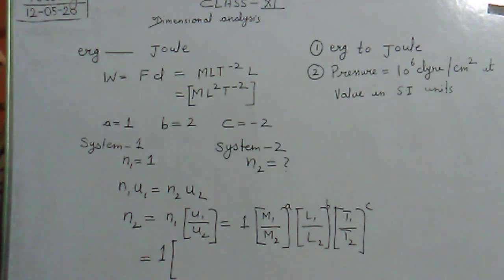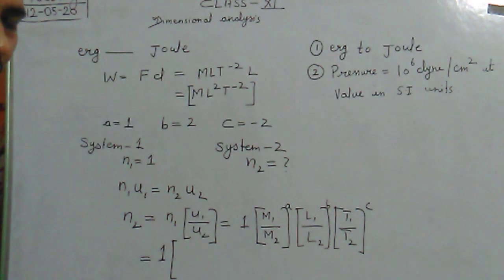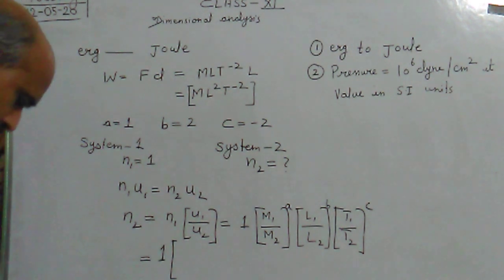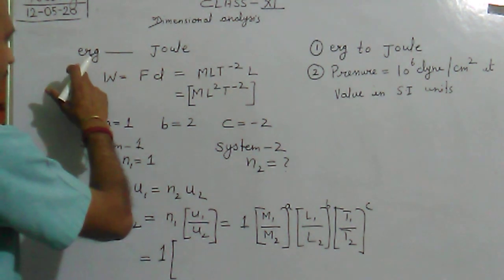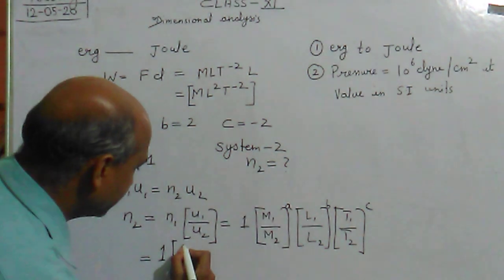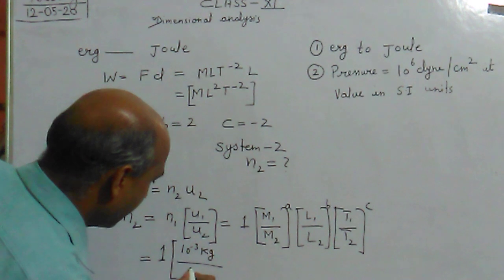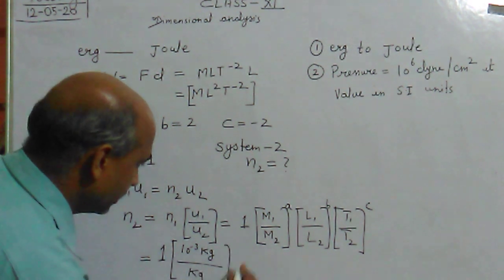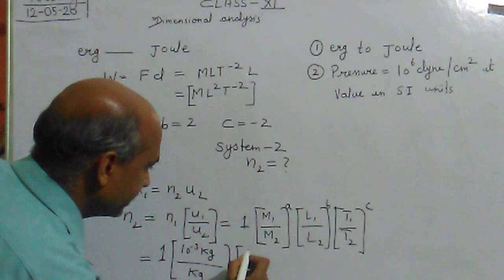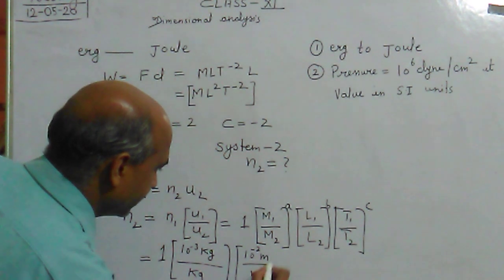And what about M1? So erg means in CGS unit, CGS को convert करना है किसमें, SI में, and we can say we have to convert that into MKS system. So MKS system में convert करने के लिए क्या करोगे, erg means mass means grams को किसमें convert करना है, kg में convert करना है. So that means 10 की power minus 3 kg upon kg. Then we have L1 means how much, L1 means 10 की power minus 2 meter upon meter.